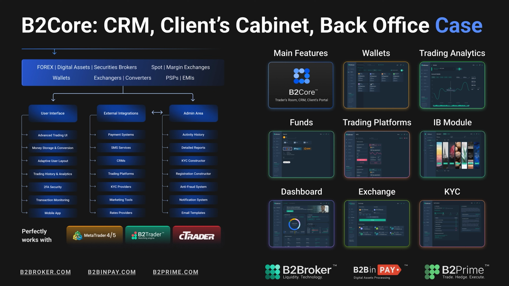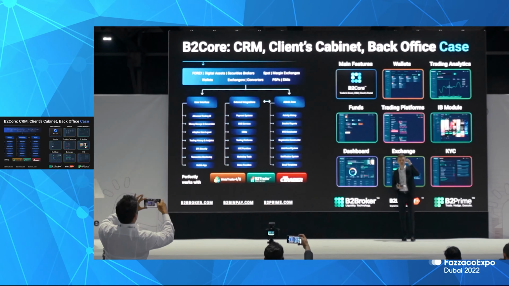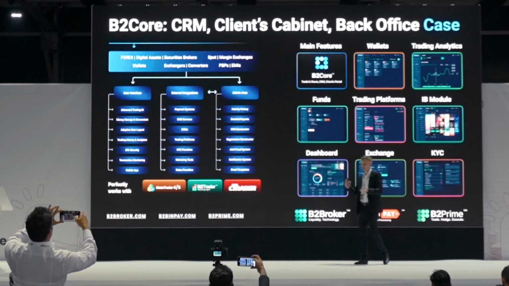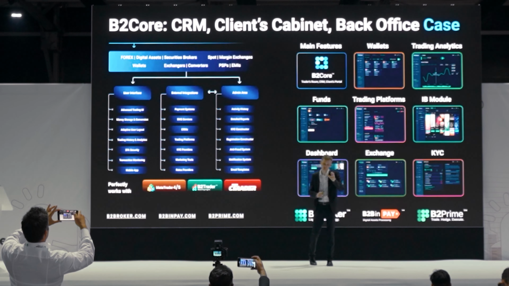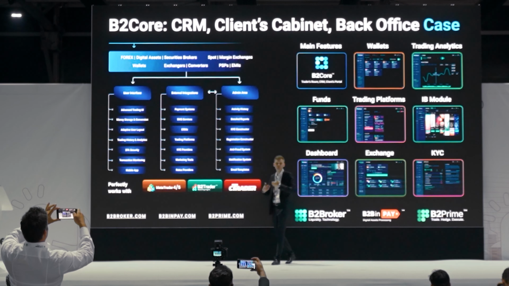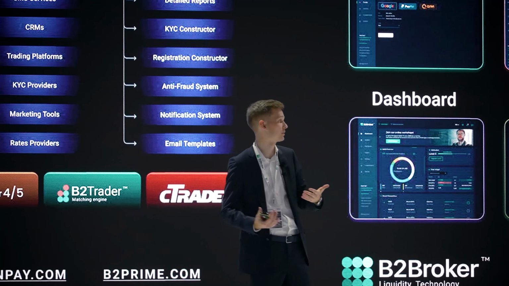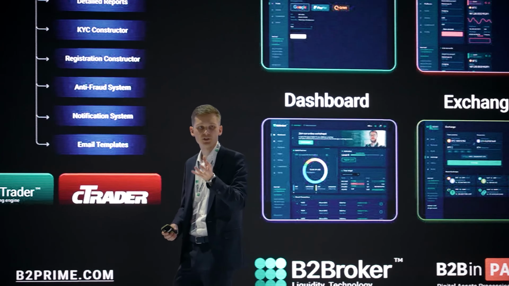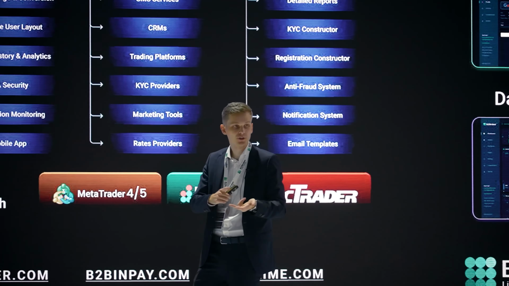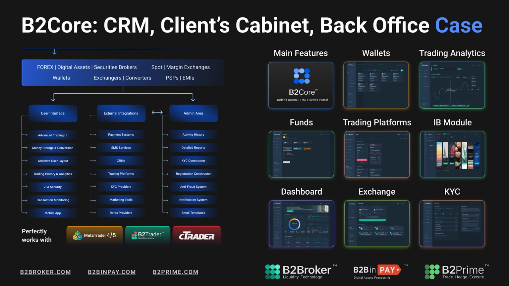There is a separate IB module with at least 10 sectors of actual IB dashboard, and promo banners where you can download the banner and put it on your website as an affiliate, to be able to provide your link to as many people as possible. There is trading analytics, because with all the integration that B2Core has with MetaTrader, with CTrader, with B2Trader, it's not only about the trading itself. We want to provide the analytics to the end user.